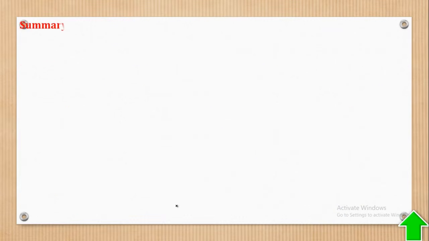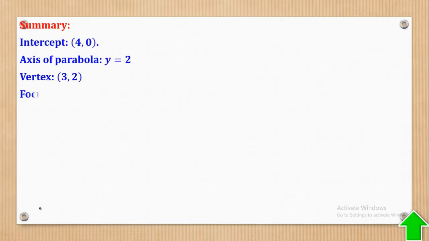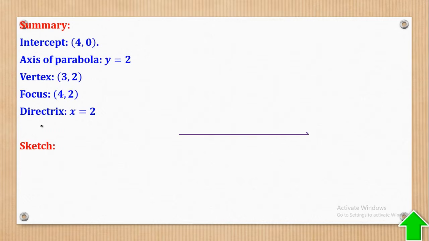Next is to sketch. So I'll first write my summary, but you don't need to write the summary. The next is to start my sketch. The first thing to do is to draw the axes and label them very well. So make sure you label this x-axis and this y-axis. The next is to start. This intercept is 40, so come and locate your intercept.